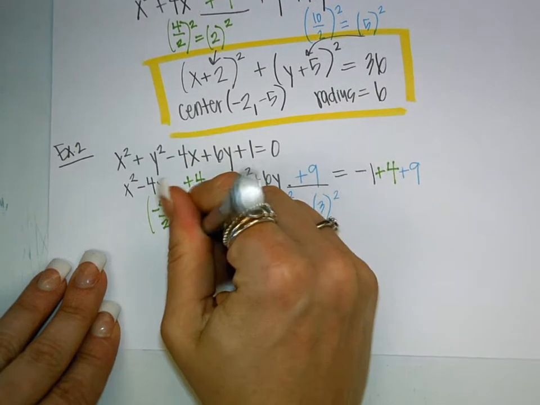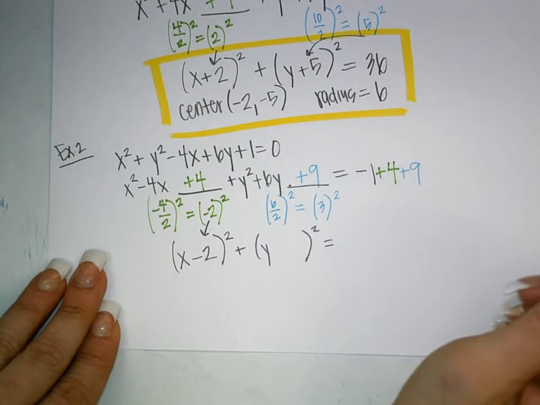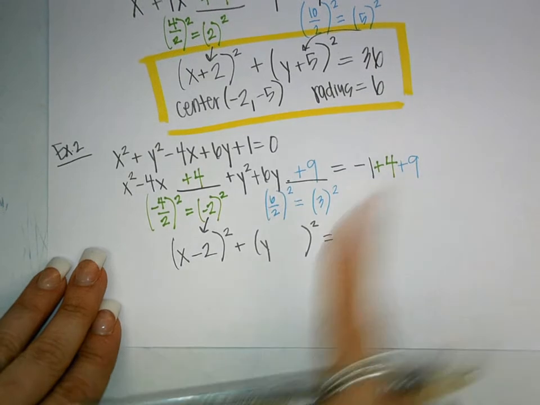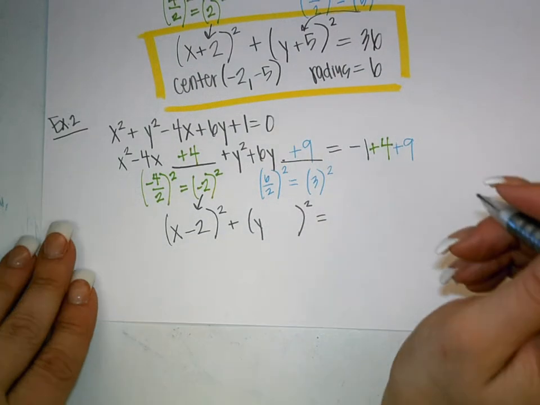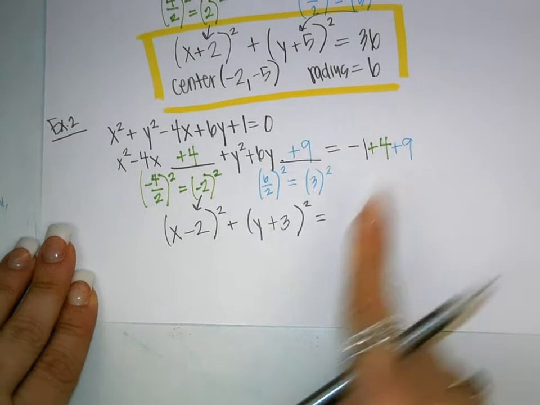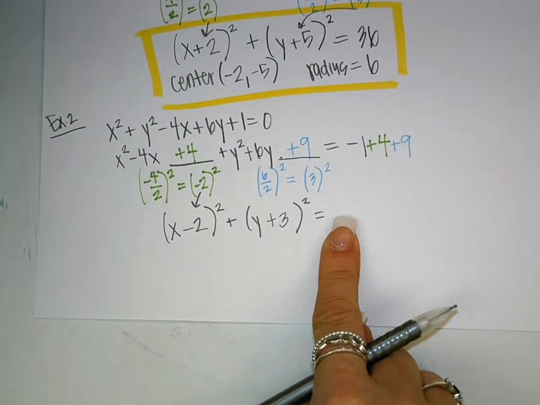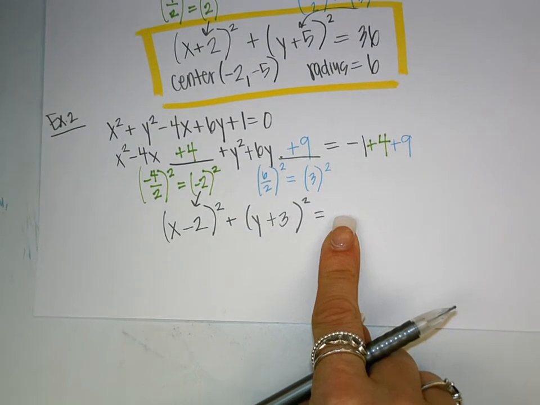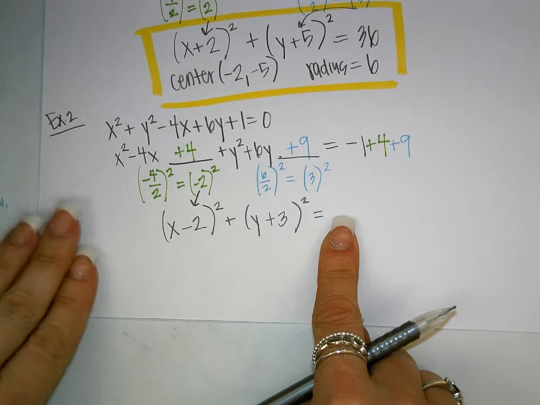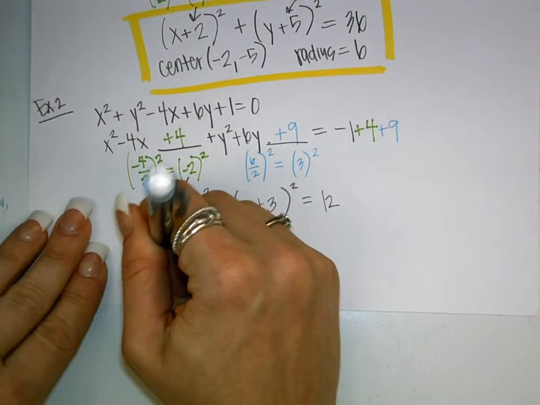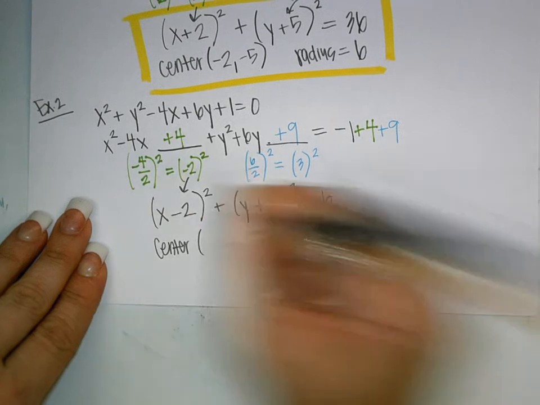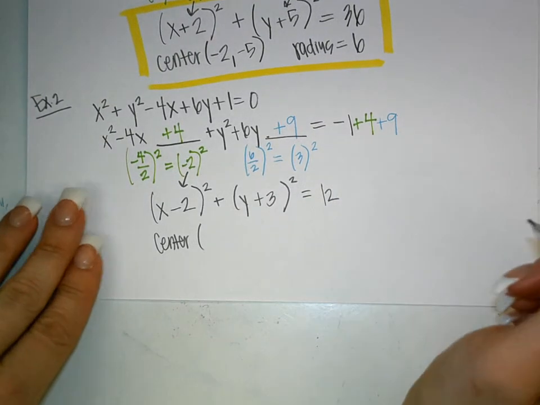Negative 2. Take the sign with it, so x minus 2 squared plus y, what goes inside of the y? Plus 3. And what's left on the right side? Negative 1 plus 4 plus 9. 12. Okay, then to find the center and radius, center, you have to switch the sign, so what would your center be?